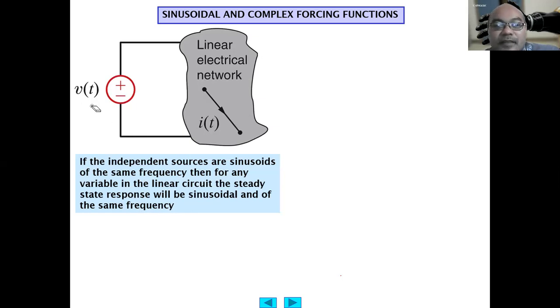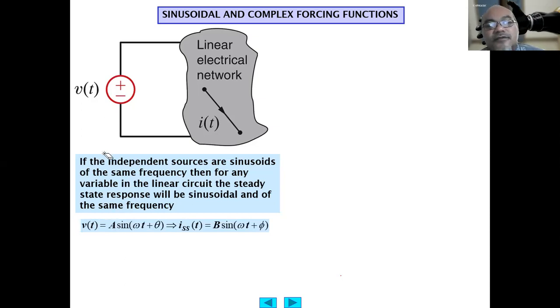So for example here, Vt, voltage v(t), we want to find i(t) within this linear electrical network. If the independent sources connected to this are of the same frequency, then the steady state response, and we are not speaking about transient response. Transient response takes time, and that's the topic of the previous chapter. But now when it is already steady state, what will be the amplitude, what will be the frequency, what will be the phase? So v(t) equals A sine omega t plus theta. This is the phase, this is the frequency omega, A is the amplitude.